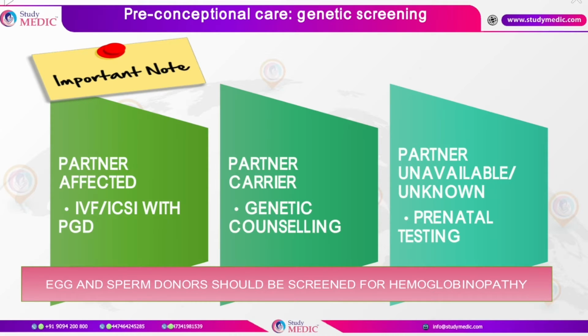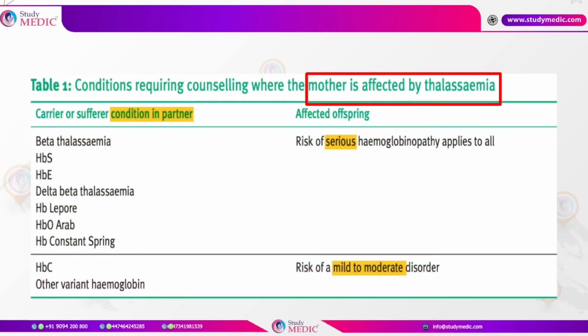Understand, if the partner is affected with the condition, IVF or ICSI with the help of pre-implantation genetic diagnosis can be offered to the patient. If the partner is a carrier, in that case, genetic counseling will be required. And if the partner is unavailable or his status is not known, then yes, prenatal testing will be required. And that's the reason the egg and sperm donor should be screened for hemoglobinopathy.